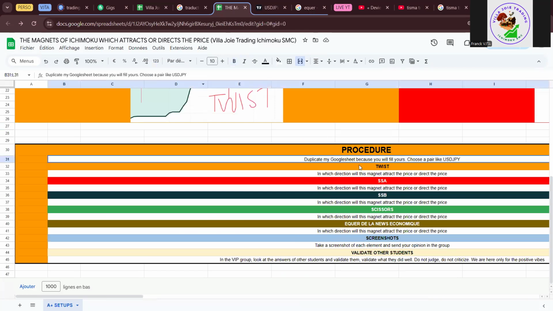Duplicate the document, pick a pair, and then start doing. Identify the direction of the magnet that attracts the price, and tell us the direction. For the twist, for SSA, for SSB, for the seesaw, for the EK, make a screenshot, send it in the group, and tell the direction. Look at other students' responses too. And then comment, be positive, not negative, not criticizing, not judging. Everybody just wants to improve now.